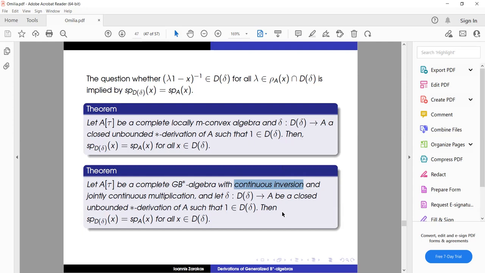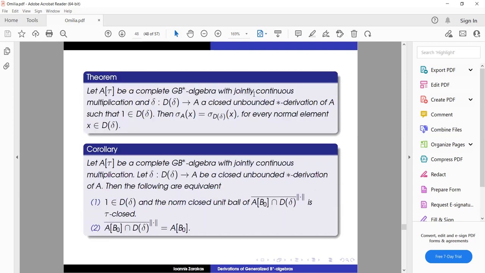So next, we are alleviating the assumption of continuity of inversion. We are putting it aside in the next result that I'm going to show, which is this one. We are saying that for a complete GB star algebra with jointly continuous multiplication, any closed bounded derivation delta with one inside its domain, the spectrums will be the same. Sigma alpha of x would be the same as sigma delta of x. But we are alleviating the assumption of continuity of inversion, but we can only prove the coincidence of the spectrums with respect to every normal element of the domain of definition of the derivation.